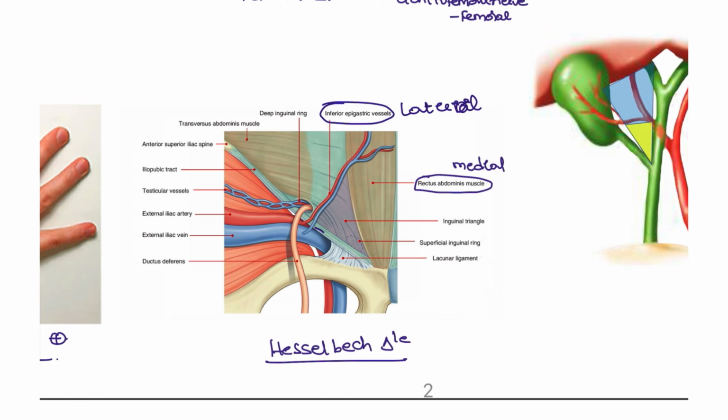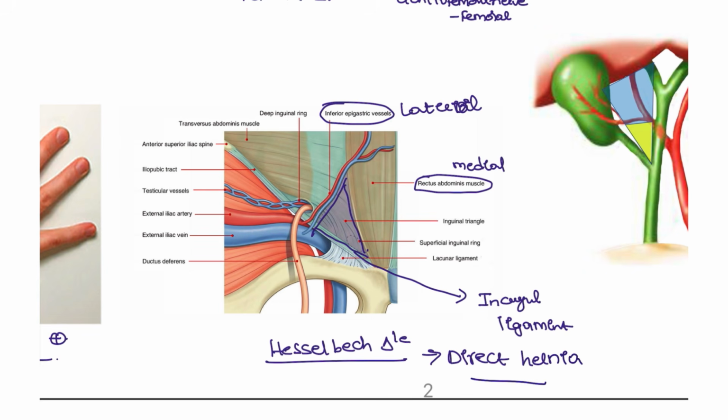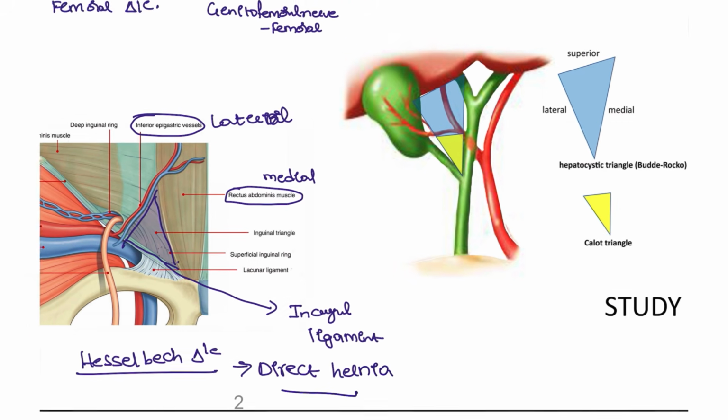And coming to the inferior side, okay, the inferior side is known as the inguinal ligament. This is the one which is going to form the border. But the important part, why it is important, is that the Hesselbach triangle is going to differentiate between the direct hernia and the indirect hernia. So the passage of the hernia sac in the Hesselbach triangle is a direct hernia.